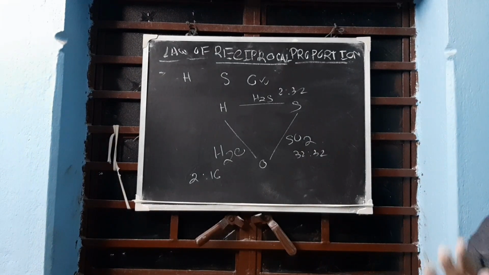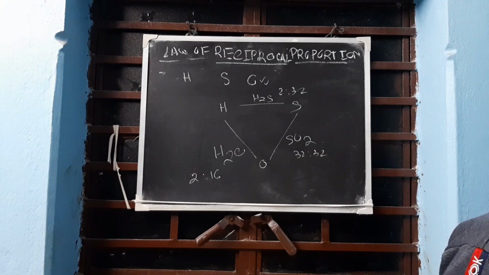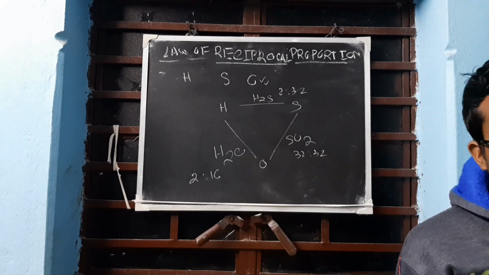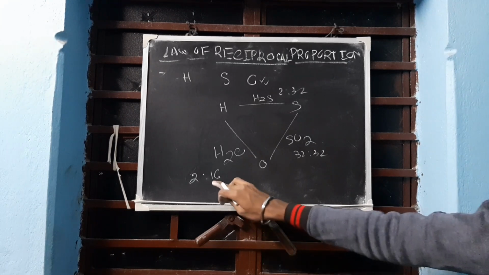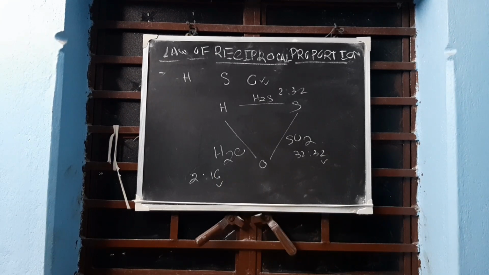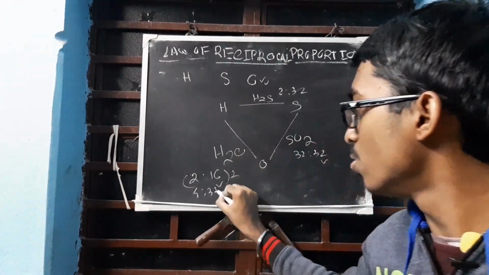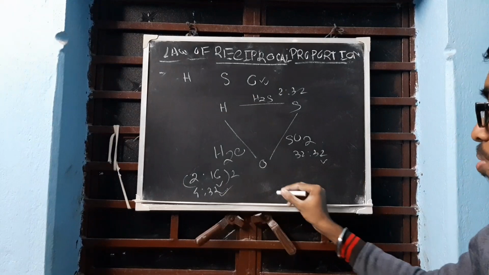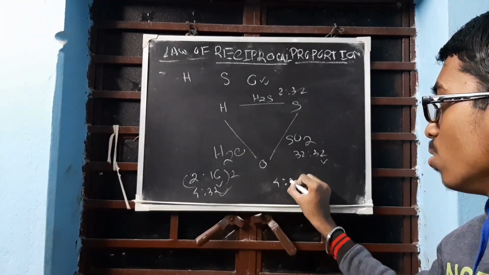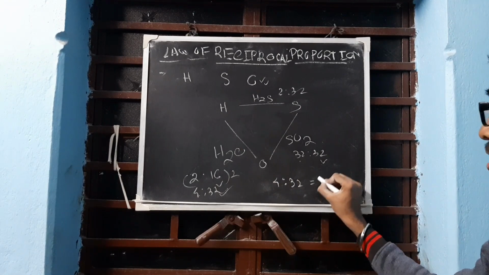The law states that the ratio of their masses in which they do so is either the same or a whole number multiple of the ratio in which they combine with each other. That means a fixed mass of oxygen we have to take. Is the mass fixed? No. So we will be multiplying this with 2. So it becomes 4 is to 32. Now it is same. So what is the ratio? 4 is to 32. Clear? Ratio is 1 is to 8.